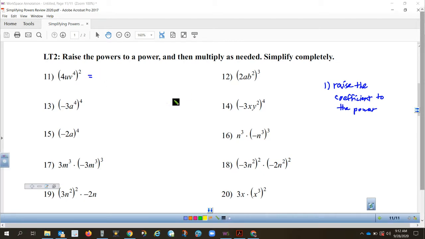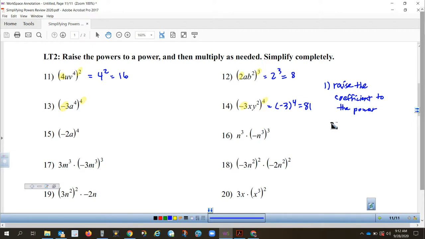So right here, here's my coefficient 4, here's my power 2. Here's my coefficient 2, here's my power 3. Here's my coefficient negative 3, here's my power 4. So I'm going to have 4 to the second power. I'm going to have 2 to the third power. Does that make sense? I'm going to have negative 3 to the fourth power. Now, we know what 4 squared is, don't we? So it's going to be 16. We know what 2 to the third power is, it's going to be 8. And negative 3 to the fourth power, I believe, is going to be 81, right?